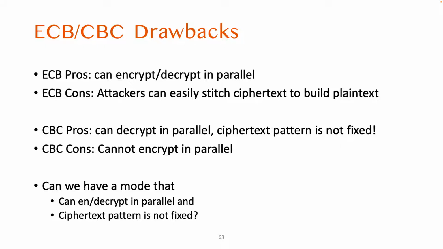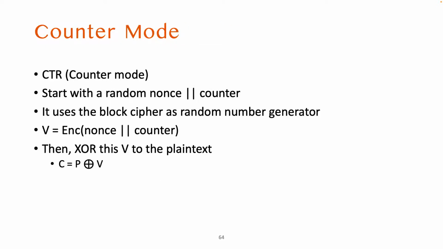Then, if there's any other mode where we can run decryption and encryption in parallel, and also the ciphertext pattern is not fixed, that's much better than CBC, because in CBC we cannot encrypt in parallel. So some cryptographers came up with the counter mode. The counter mode is a little different. It does not use encryption and decryption on the data itself. In contrast, it uses encryption to encrypt the counter to generate a random number.